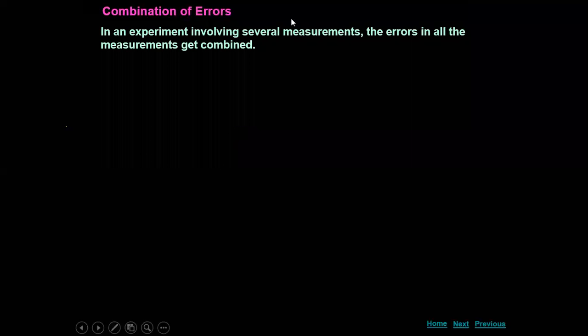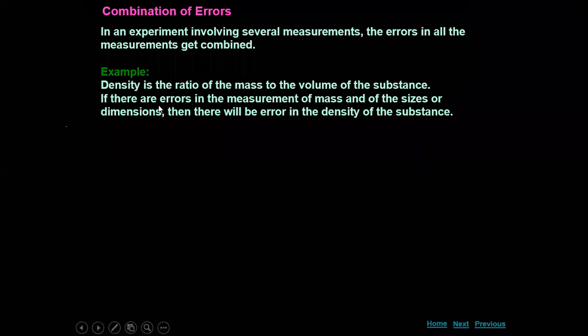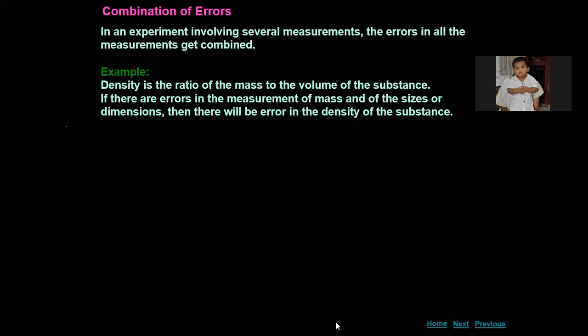See, in any experiment involving several measurements, the errors in all measurements have to be combined. That is what we are going to see in this. Like the example, the same density example I have written here. Density is the ratio of mass and volume, right? So if there are errors in the measurement of mass, and the sizes of dimensions give us an error in volume, if there are errors in both of them, obviously the error should come in density also. But how it has to be taken, that we will see.